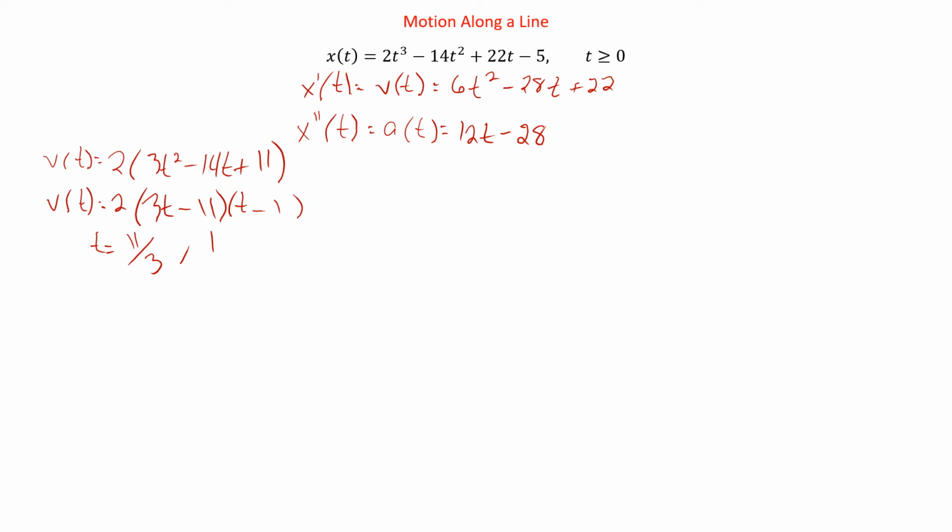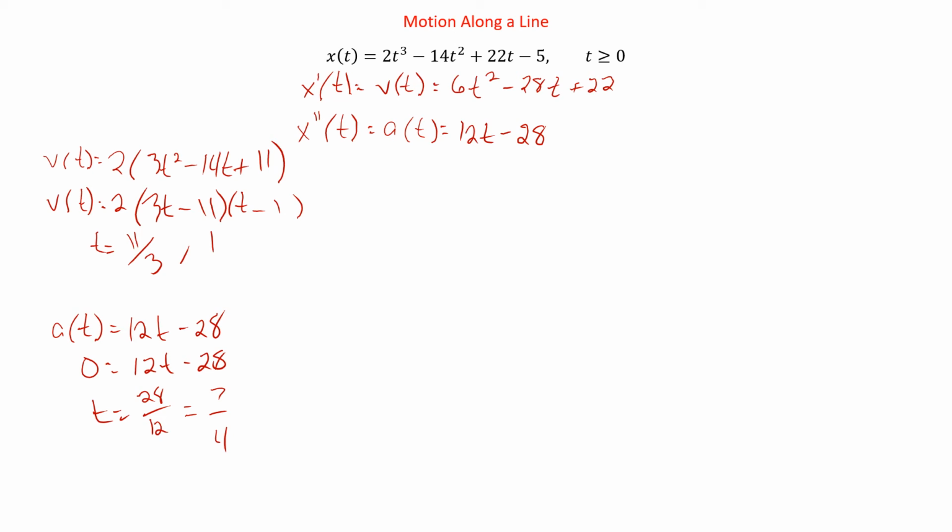And now let's do a of t. A of t was just 12t minus 28. So when we set that equal to 0, we can add the 28 over, divide by 12. So t equals 28 twelfths, which we can divide both of those by 4 to get 7 thirds.